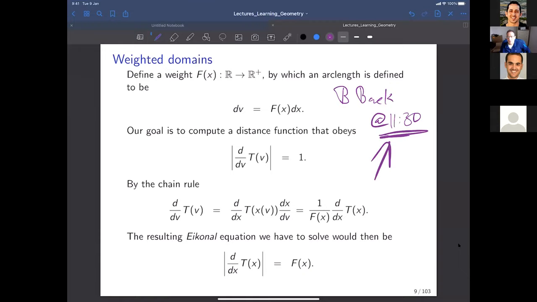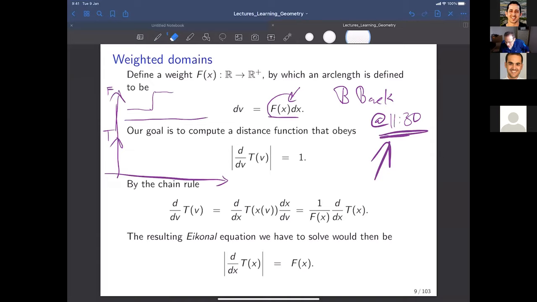Yep, what happens when I have a weighted domain. Assume somebody is giving me a domain, and now there is also a penalty function. This would be my t function, and here I have an f function that defines how costly it would be to walk in this domain, and then how costly it would be walking in that domain. You would have an exercise like that with the Fermat principle.